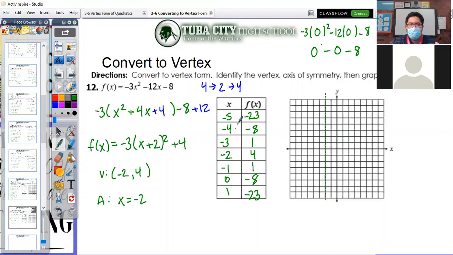Now we can graph it. So it looks like we only have these areas that we can graph. Let's go ahead and put them in. So negative 4, negative 8. And then the next one would be negative 3, up 1. Next one is negative 2, up 4. And then negative 1, up 1. So starting from the middle, negative 1 up 1. 0, negative 8. And that's pretty much it.